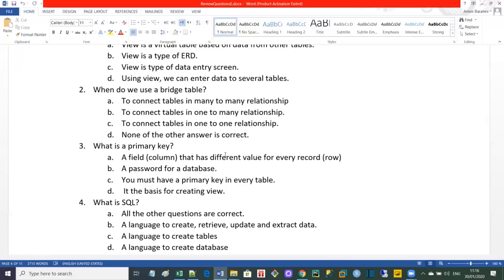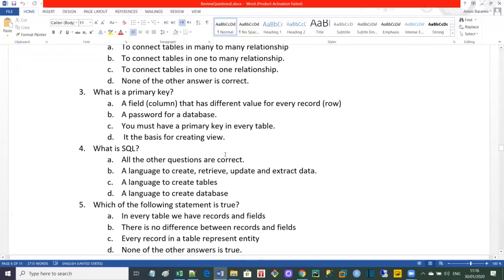Why? Because every student can register for many courses. So it's one to many from the students to the courses. But it's also true the other way around. For every course, many students can be registered. You cannot really have these relationships unless you put a bridge table. Therefore, A is correct. To connect tables in a many-to-many relationship, you have to have a bridge table. Pay attention that in a bridge table, you must have at least two columns, one connected to one table and the other one to the other table.